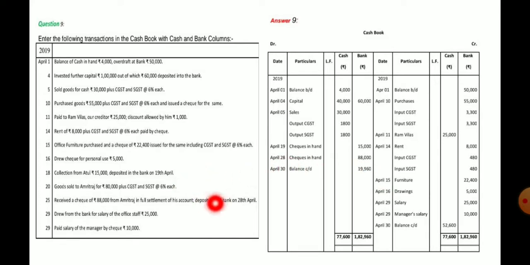So by solving this question, we are able to understand how we record transactions in the cash book, in cash and bank columns. In the next video, we will solve some more questions which are based on contra entry.